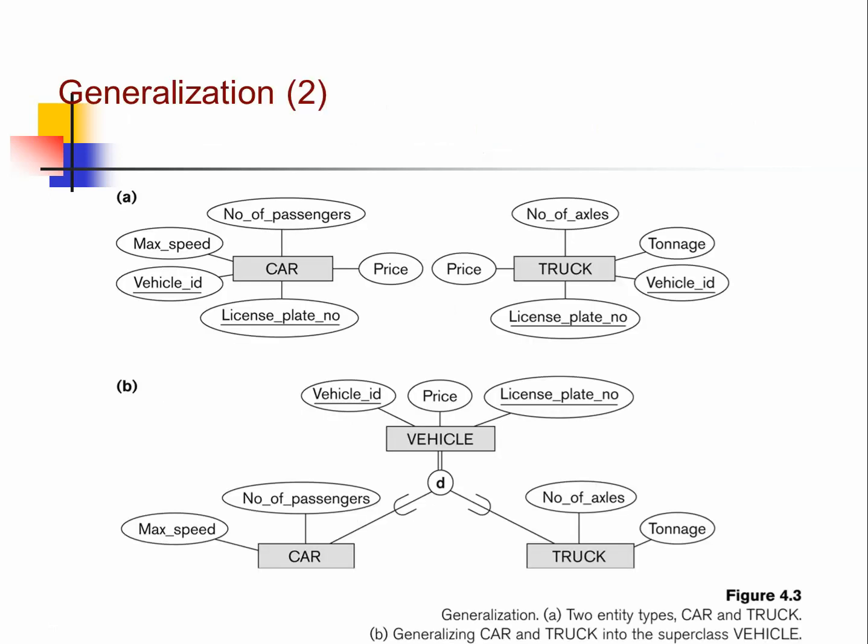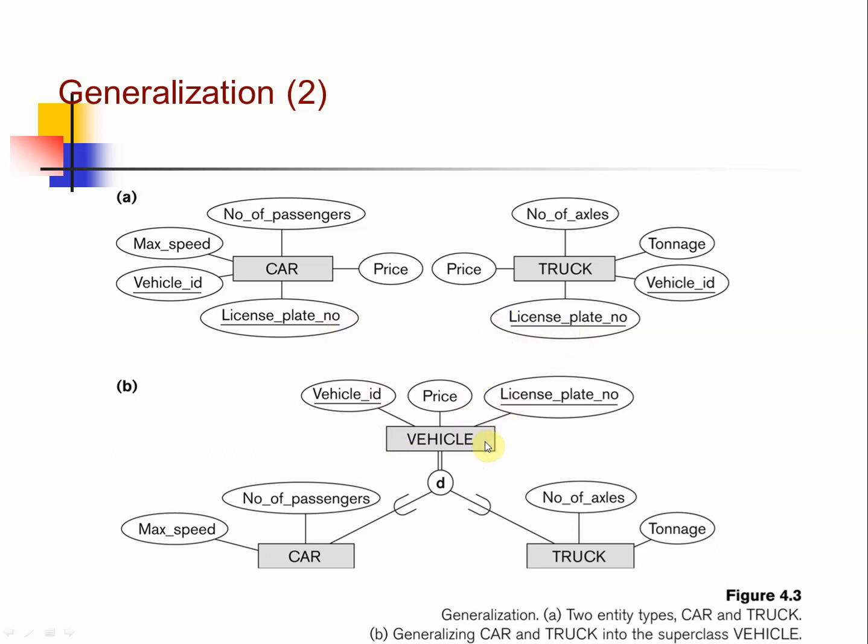So let's take a look at this one. Say originally the car is developed as an entity with 5 attributes. Truck has another 5 attributes. And now when we look into it, both of them have price. They also have the vehicle ID as well as the license plate number. So by seeing that, it is possible to merge those 3 attributes into a superclass.